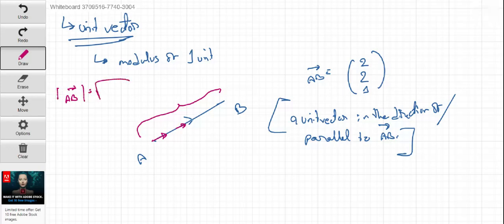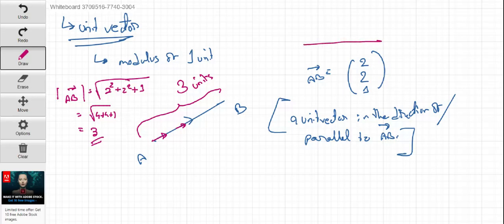The modulus of AB, basically the length of this line or vector, is essentially root over 2 squared plus 2 squared plus 1, which is 4 plus 4 plus 1, which is root 9, which is 3 units. So essentially, this blue arrow right here, the vector AB, is 3 units long. So you're telling me that this vector is 3 units long.